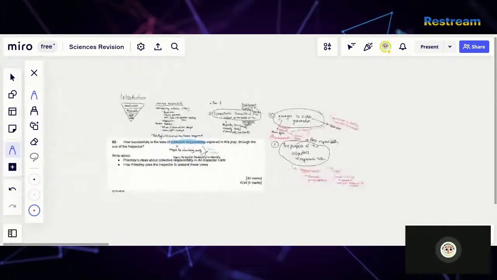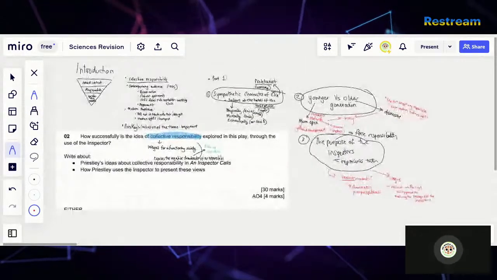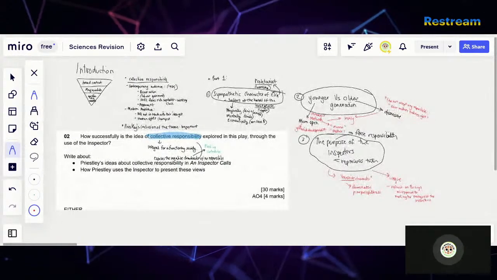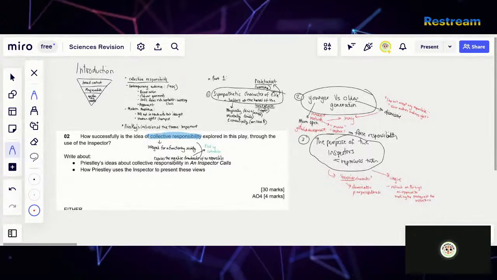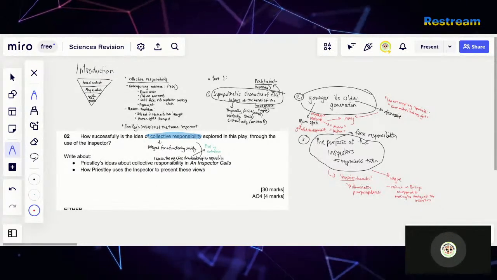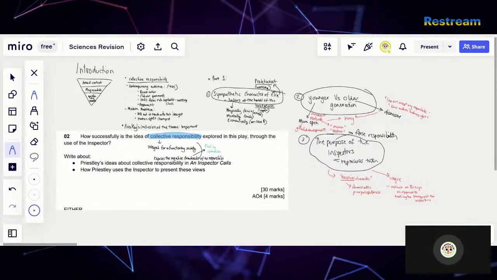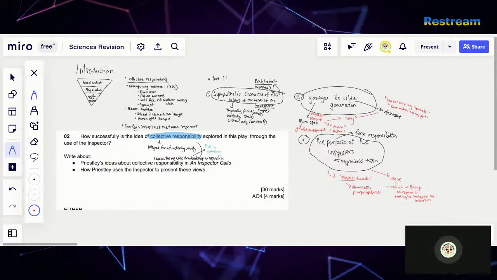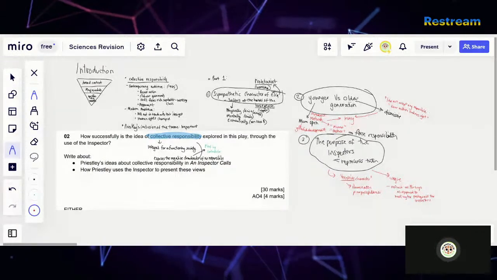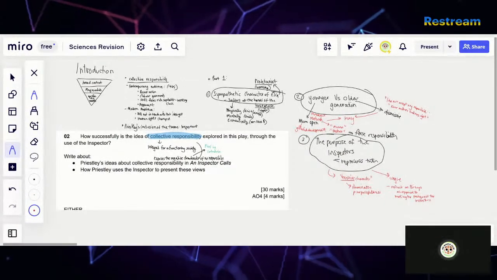So, this idea of collective responsibility, there's a lot to say. You can get overwhelmed. So, if you are going to get overwhelmed with the amount to say, I would definitely recommend staying with the character. However, as I said before, if you're the type of person that will go all unrelated, then maybe choose the theme question. It's up to you. We've looked at both of them now.